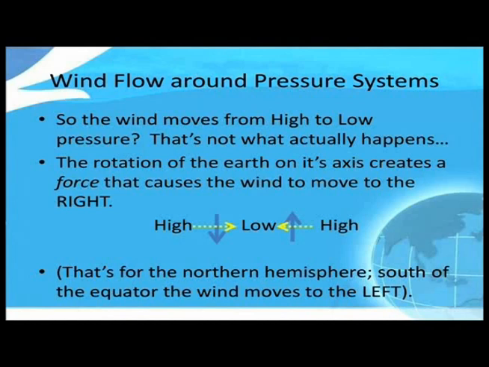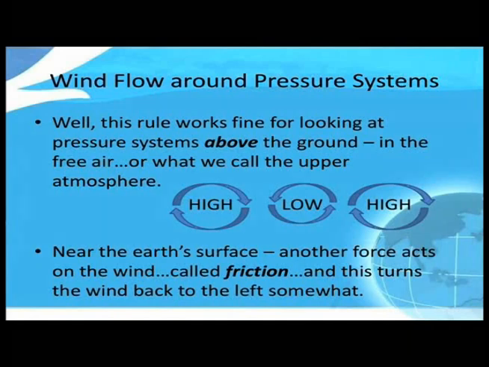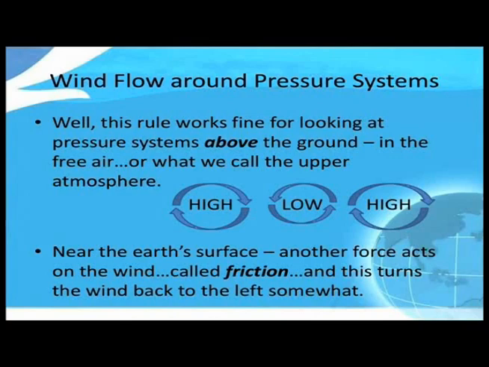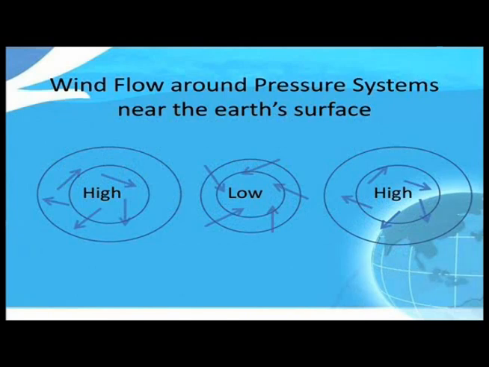And that's just for the northern hemisphere. If you were down in the southern hemisphere, the wind would be moving to the left. And that's okay, this type of relationship, when you're talking about airflow above the ground or in the upper atmosphere. The air would flow clockwise around a high, and it would flow counterclockwise around a low.